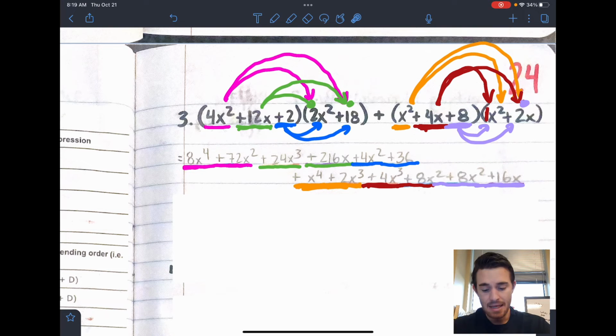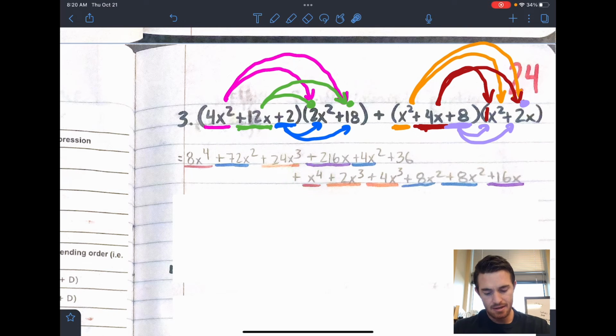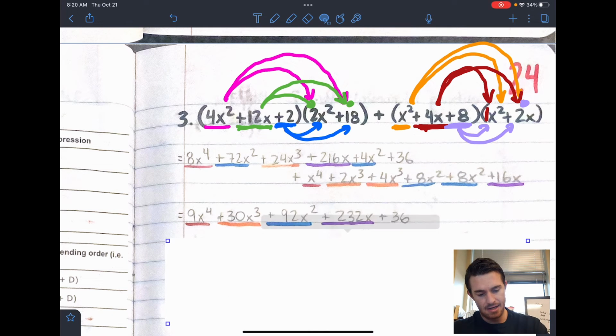Okay. Next step is to try and combine all those. So I'm going to erase this because I've already color coordinated. Okay, so looking for my x to the 4th, I look for the highest exponent first, x to the fourth, and then here, this other one here is an x to the fourth. Okay, so 8 plus 1 gives me 9x to the fourth.